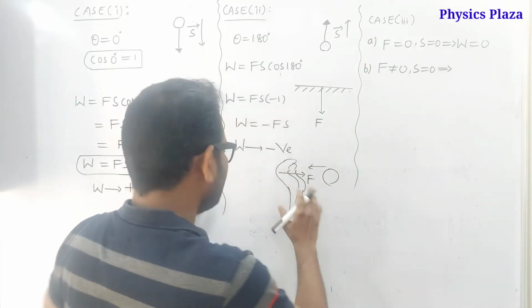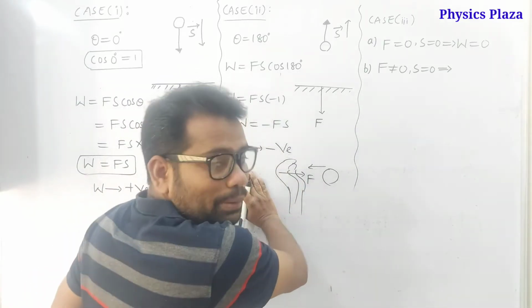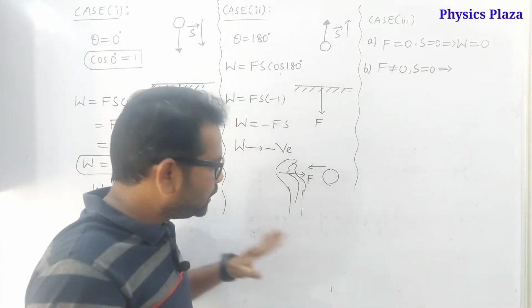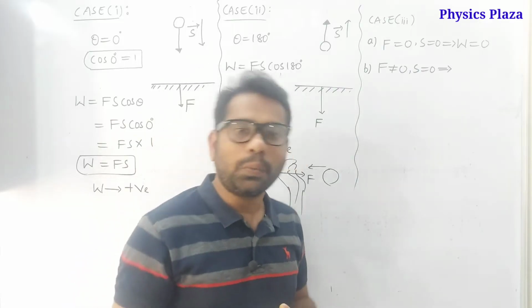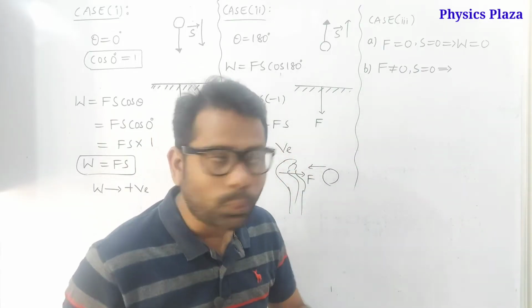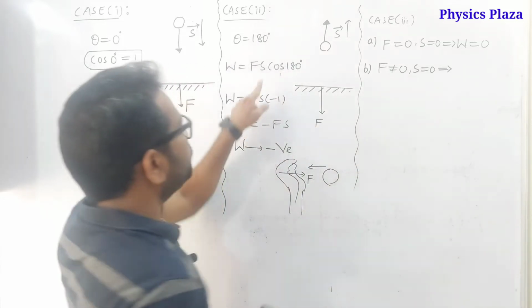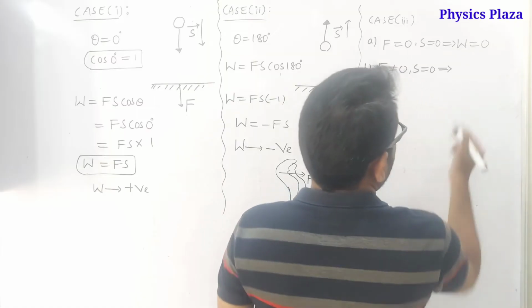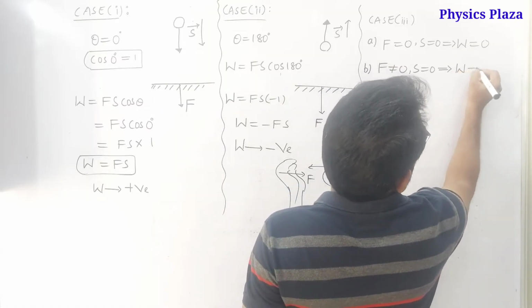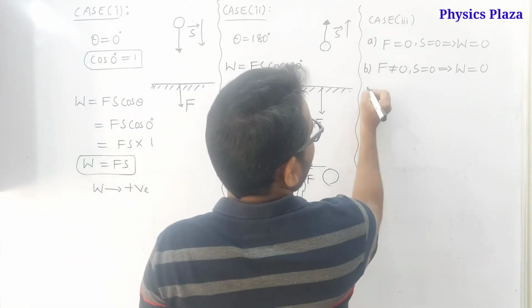For example, let us take this board. Come on. Now I go on applying the force. I am applying the force. But do you think the board or the wall is displaced? No. Displacement is 0. Though force is acting, displacement is 0. When displacement is 0, obviously work done will be 0. Good catch. So work done will be 0. I am only saying that, good catch. But work done is 0.